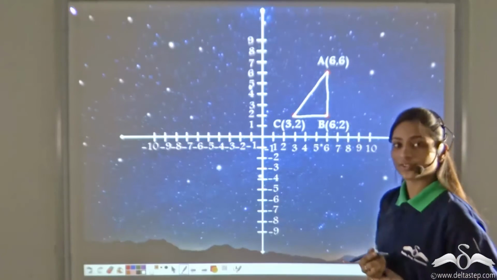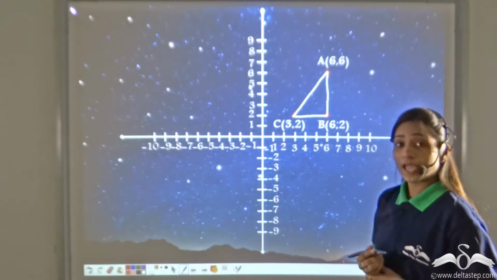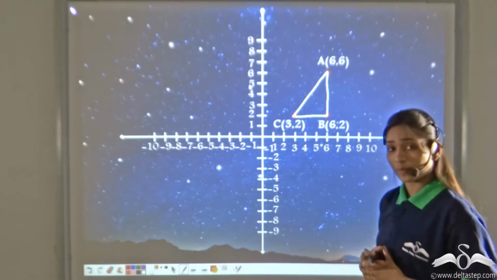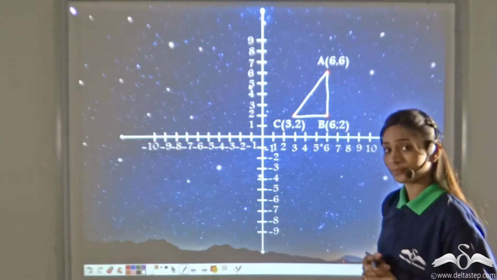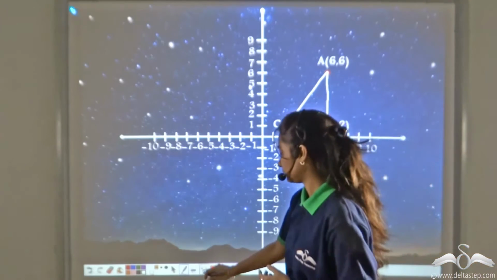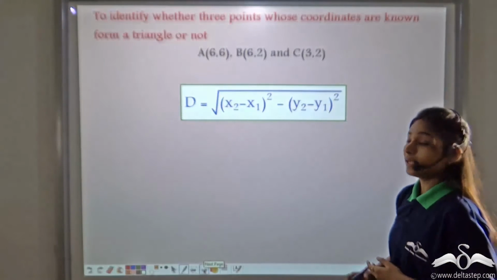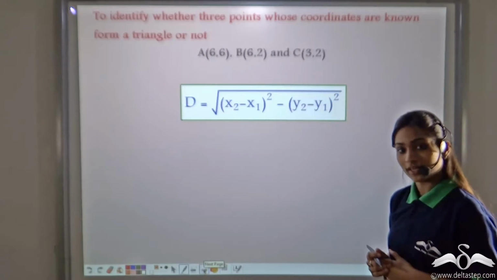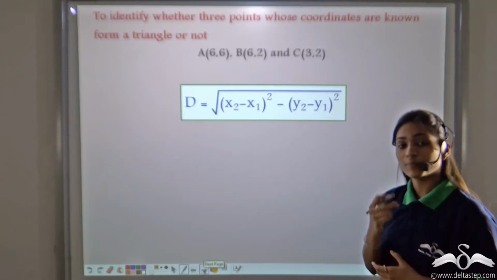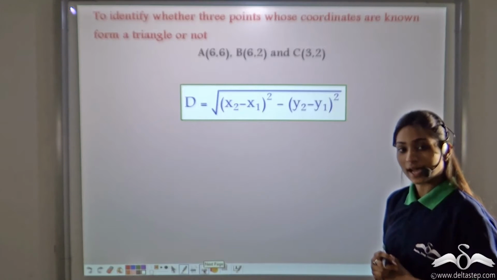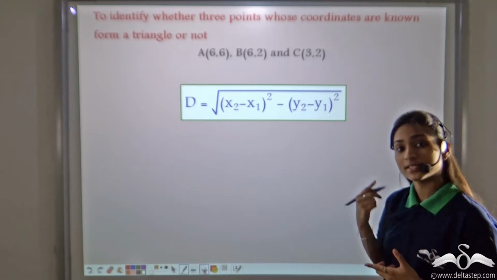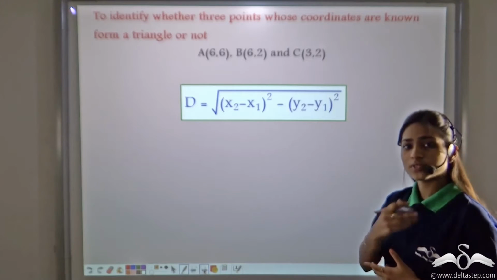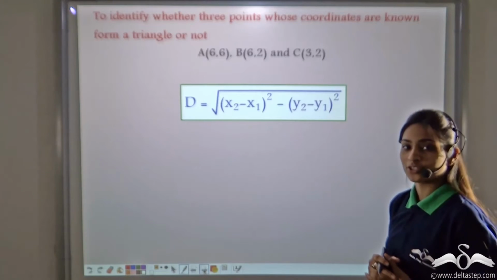Well, yes, these three stars were forming a triangle, but every time I cannot have a graph paper with me. Then how will I know whether 3 points form a triangle or not? Let's see. Well, in geometry, we have already learned that there is a property of a triangle, that the sum of any two sides is always greater than its third side. So we can use the same property in coordinate geometry.